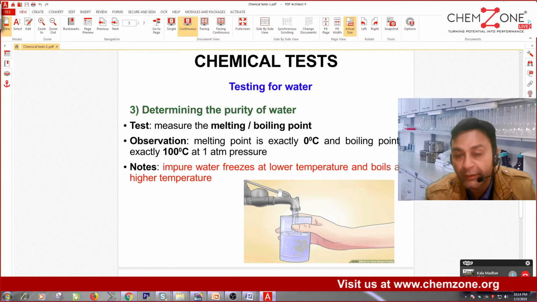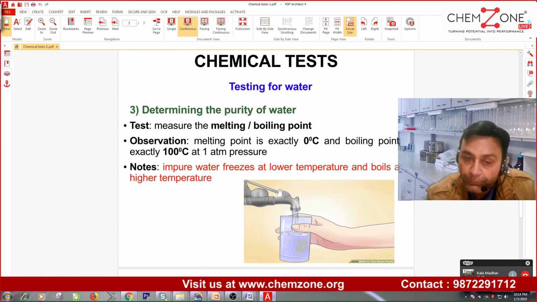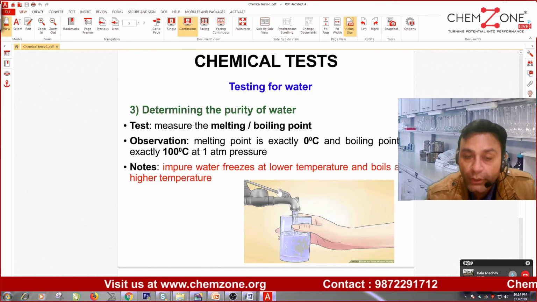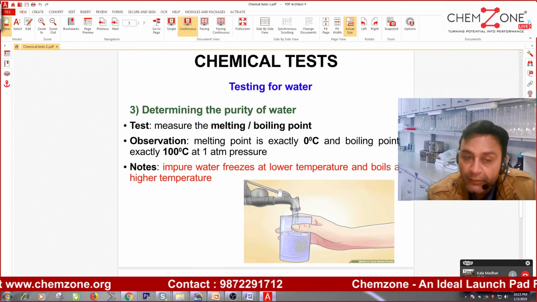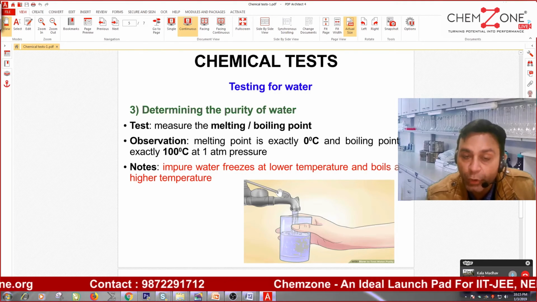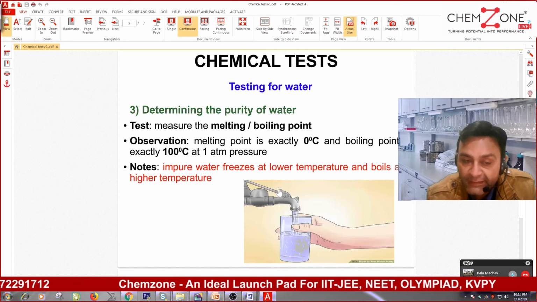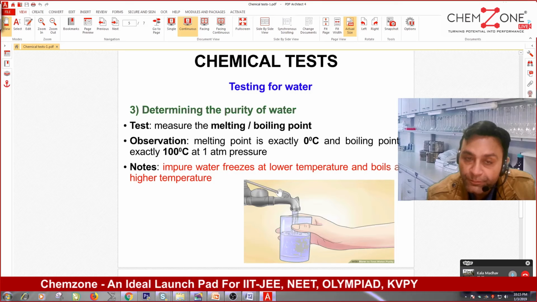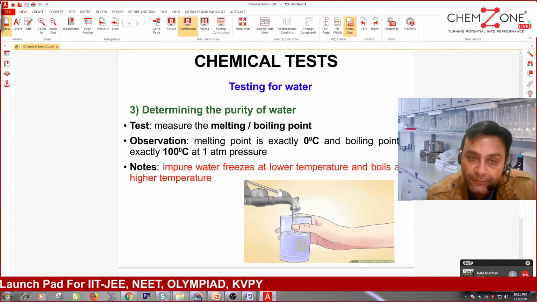The melting point of water is exactly 0 degrees Celsius and the boiling point is 100 degrees Celsius. If the water is not pure, then the melting point and boiling point will not be exactly as that. The freezing point will be less and the boiling point will be more. That will be the determination of whether it is pure.